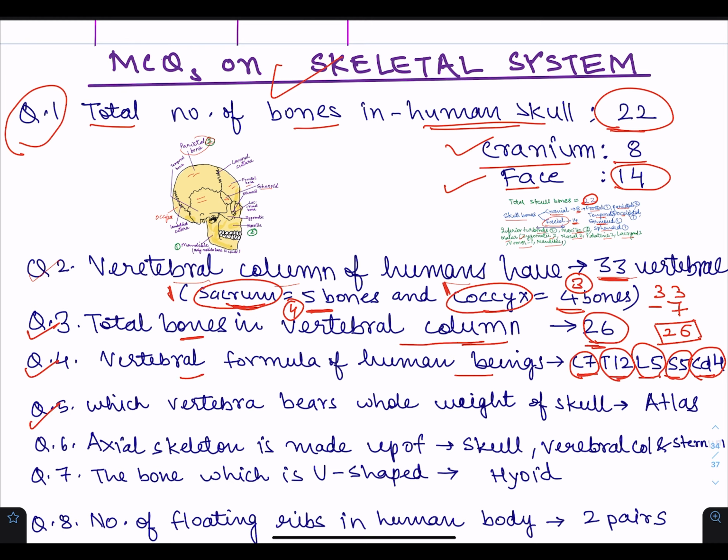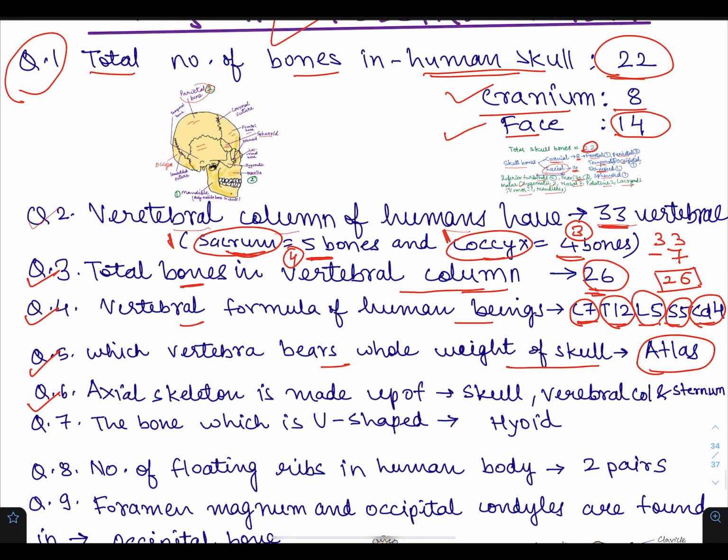Next question is, which vertebra bears whole weight of skull? So the answer will be atlas, and we have studied about these bones, atlas and axis, in our previous videos. Axial skeleton is made up of, you should know the difference between axial and appendicular skeleton. So the axial skeleton is made up of skull, vertebral column, and sternum, and the appendicular skeleton will contain the long bones.